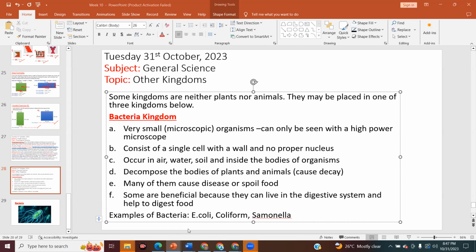Let me ask Tanaz. Tanaz, are you there? Yes, sir. How big are bacteria? They are very small because they can only be seen with a high power microscope. Very good.